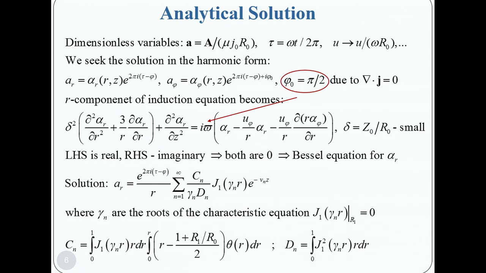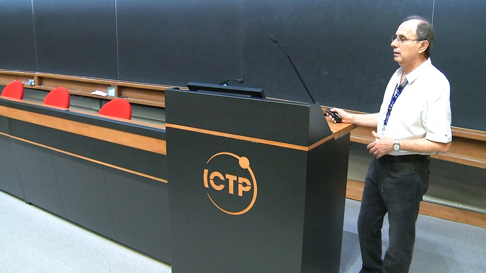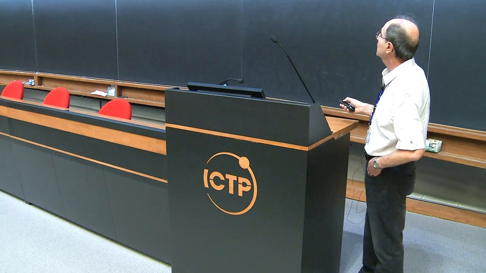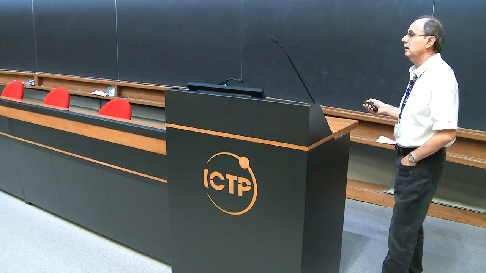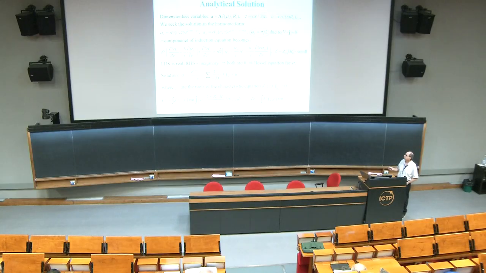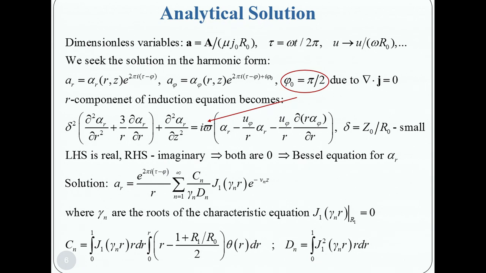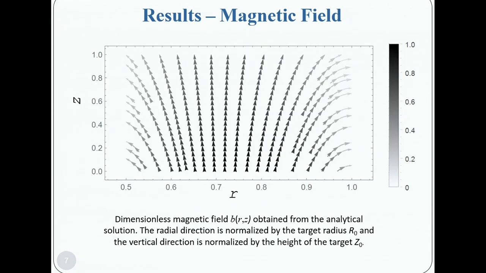That is a strong simplification, which allows me to solve the Helmholtz equation in this simple way by just separation of variables R and Z, and the solution will be presented as a series of Bessel functions of the first kind and exponential decay with a characteristic scale of the decay as an eigenvalue of the characteristic equation. Now, gamma here are just roots of Bessel function. And this is due to the boundary condition, which I explained on the previous slide. So that's a solution. C and D are coefficients which can be found easily by integrating the currents at the base of the target. And here you see the results in graphic form.